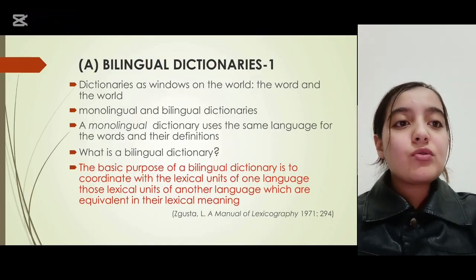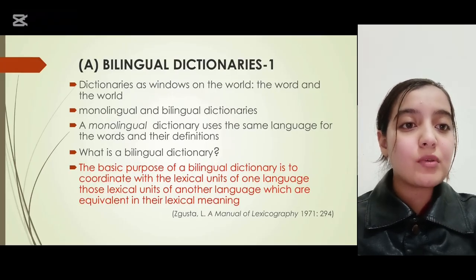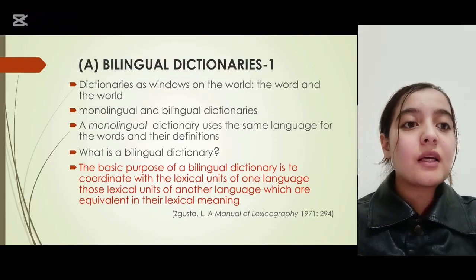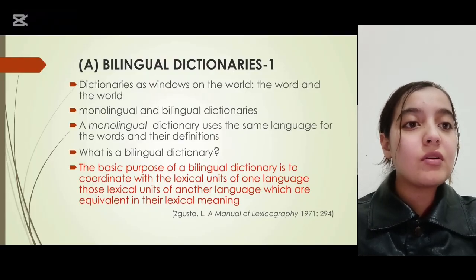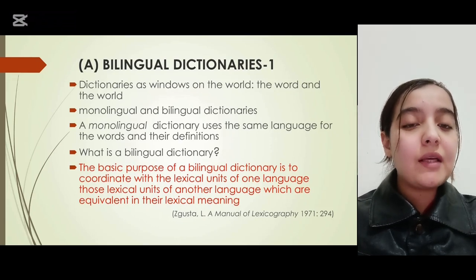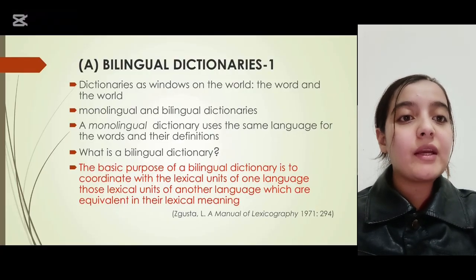On the lexical resources of the language concerned. On the other hand, what is a bilingual dictionary? Well, a basic purpose of a bilingual dictionary is to coordinate with the lexical items of one language those lexical units of another language which are equivalent in their lexical meaning. This is a definition given by an eminent expert on lexicography.